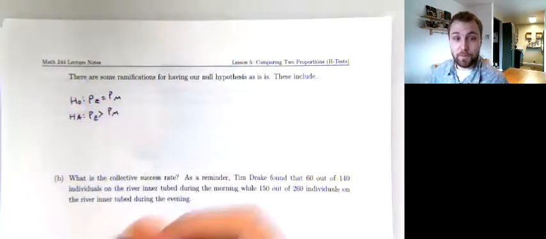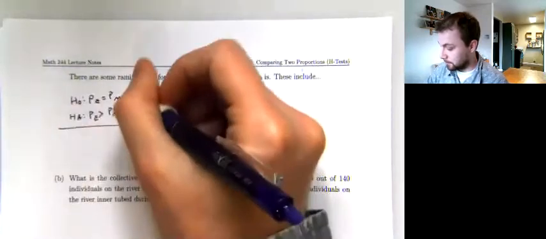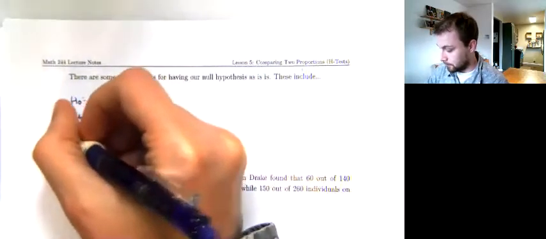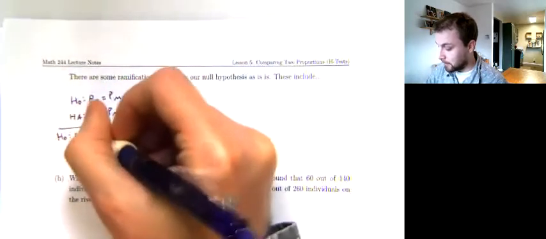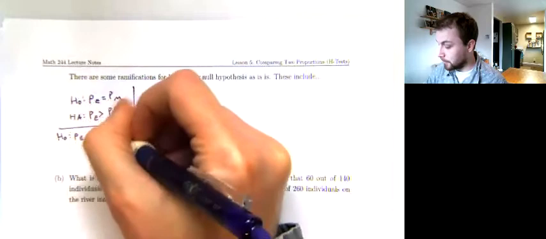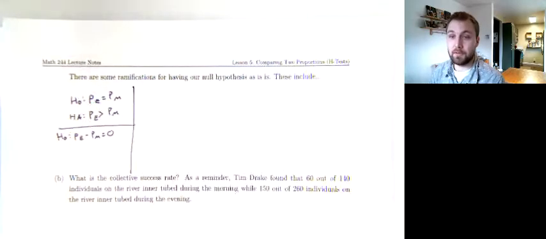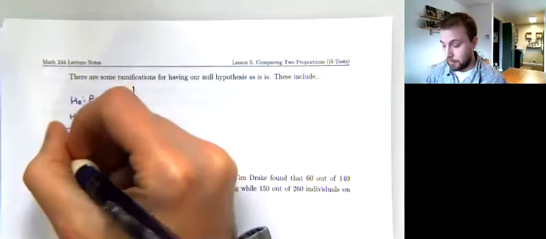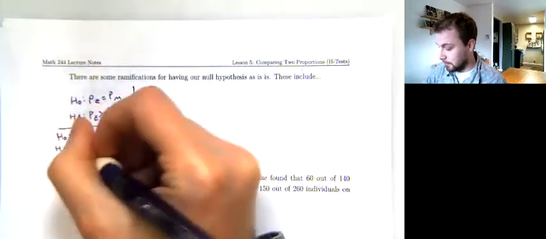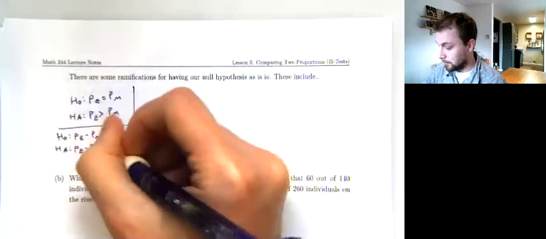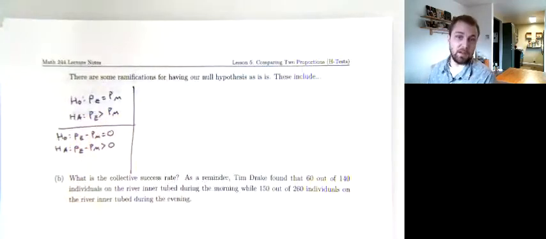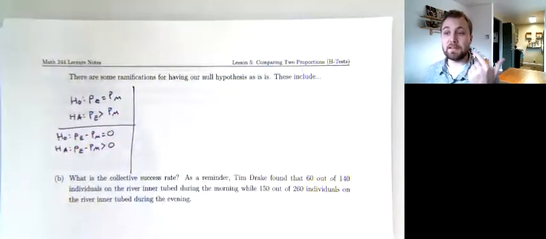And another equivalent way of writing these same things. Evening group minus the morning group is equal to 0. There's no functional difference between the two groups. Alternative hypothesis, evening minus morning is greater than 0. So first step, hypotheses. Second step, model. Third step, p-value. Fourth step, conclusion.